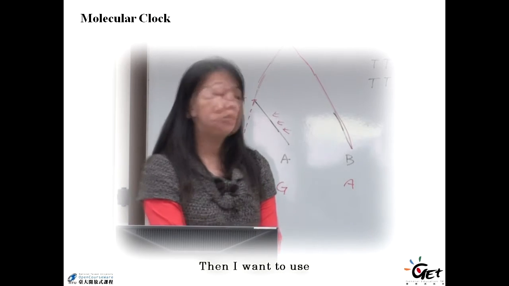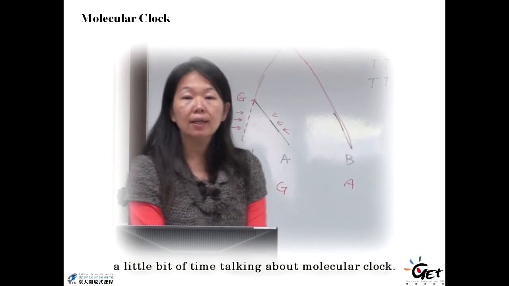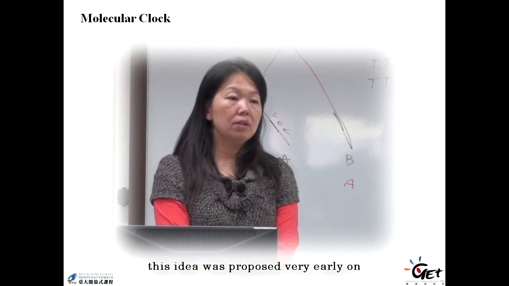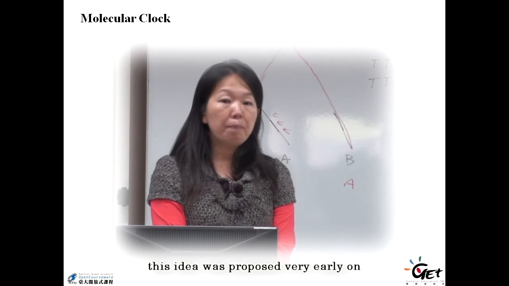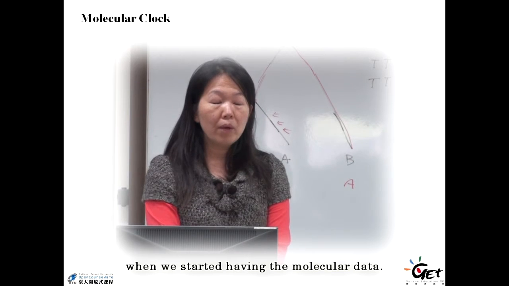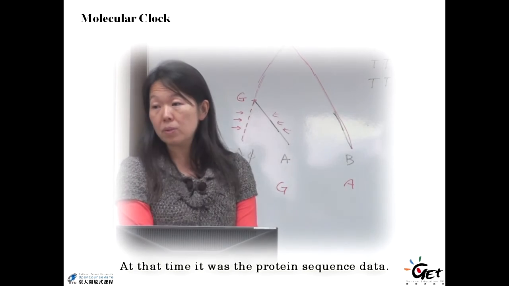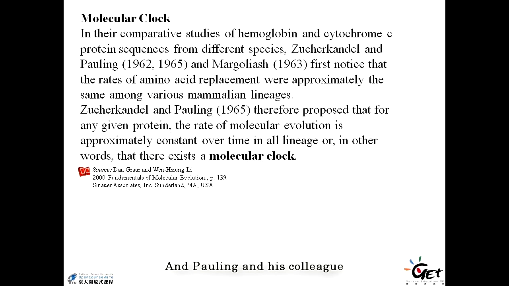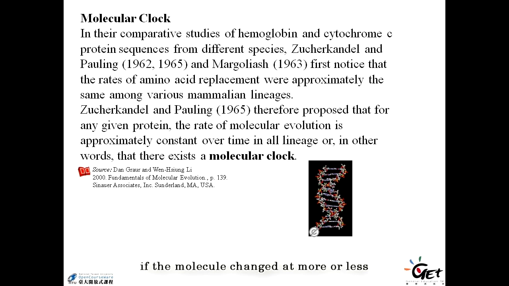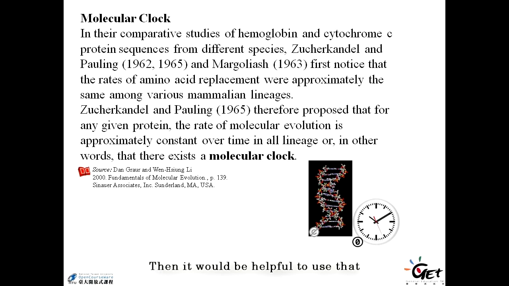Then I want to use a little bit of time to talk about the molecular clock. This idea was proposed very early on, when we started having molecular data. At that time, it was protein sequence data. Pauling and his colleague started thinking that if molecules change at more or less a constant rate over time, then it would be helpful to use that to estimate the divergence time.